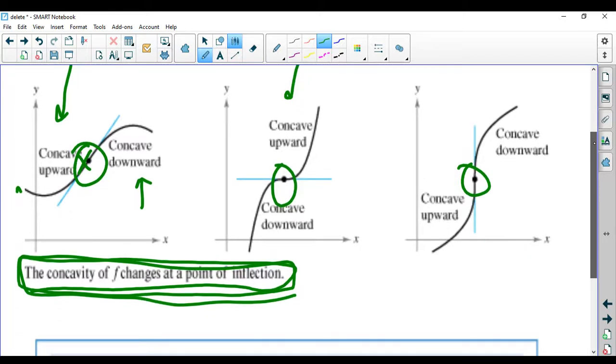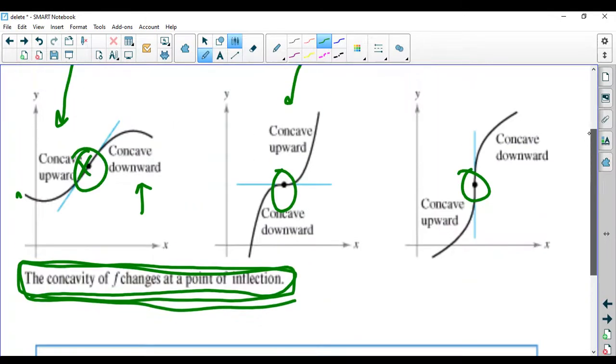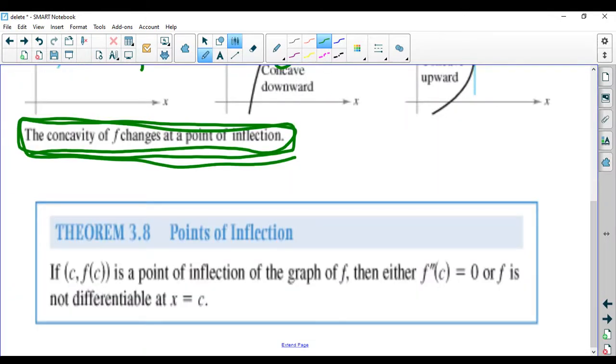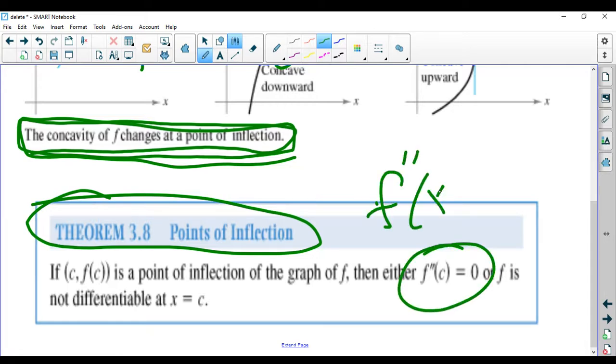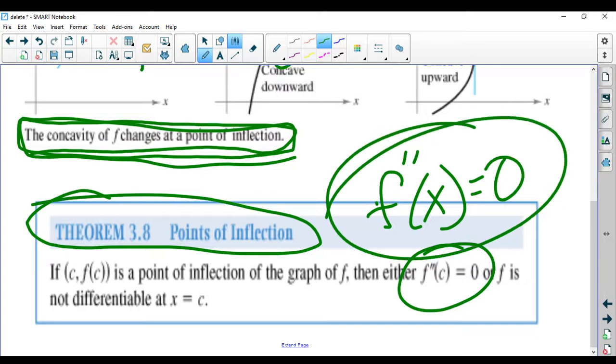So we're going to start very simply, and we're going to see today how you can find these points of inflection. Now, concavity has everything to do with the second derivative. Just like increasing and decreasing was first derivative, concavity is second derivative. So to find points of inflection, in calculus, the second derivative has to equal 0. So all we're going to do today is find possible points of inflection, and that would be where the second derivative equals 0.